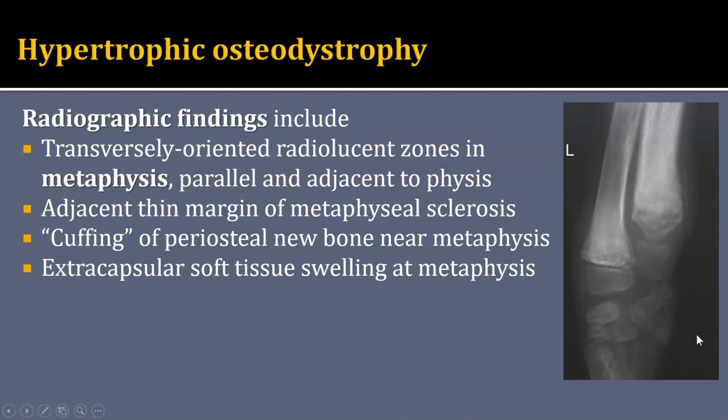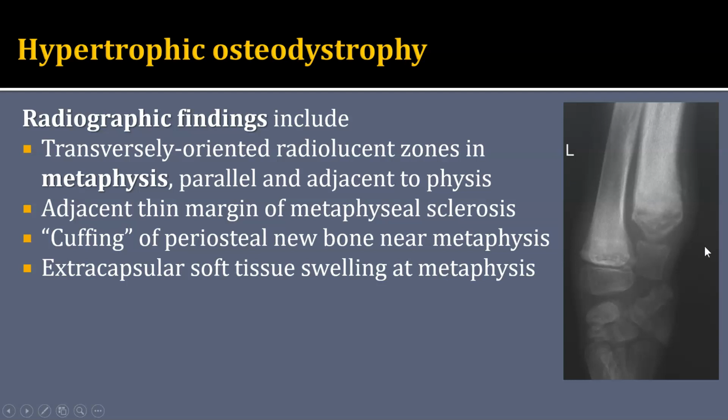If we look at this image on the right, in the distal radius and distal ulna, we can see these transversely oriented radiolucent zones that are within the metaphysis, so areas of osteoclastic or lytic activity, and they are adjacent and somewhat parallel to the physis. Sometimes you will see a thin margin of sclerosis in the metaphysis adjacent to these zones of lucency.